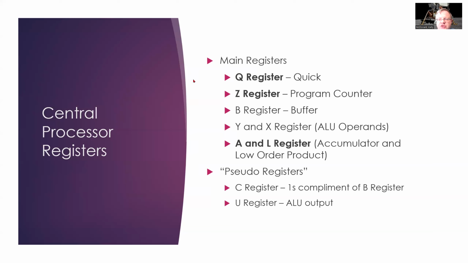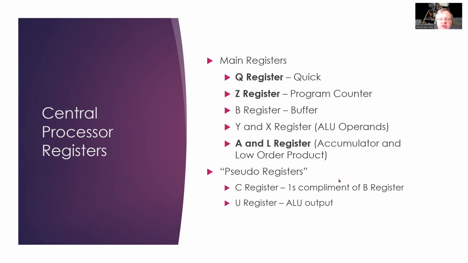Okay, so we talked a little bit about what the central processor registers are. So again, there's the Q register, the Z register, the B register, the X and the Y register, which are the operands for the arithmetic logic unit. There's the A and L register, which is the accumulator and low order product. Sometimes some of the calculations required by the computer needed to be what are called double precision, so they'd use two registers to store the outputs for higher precision.